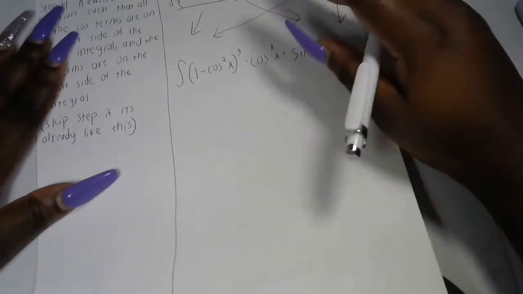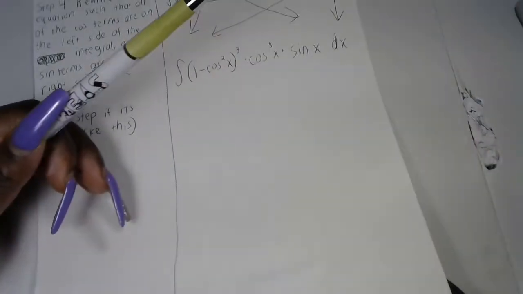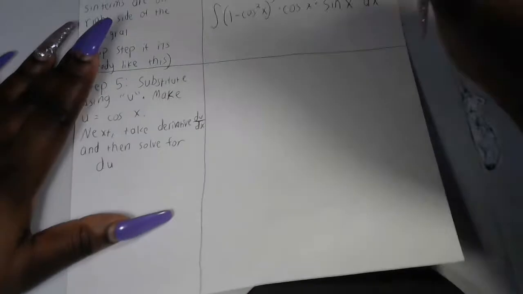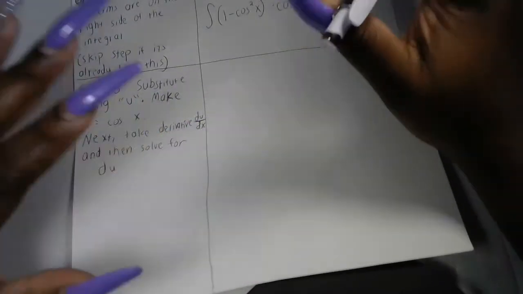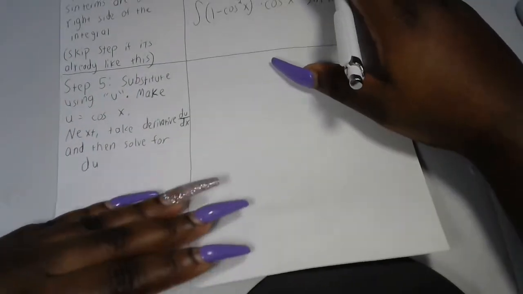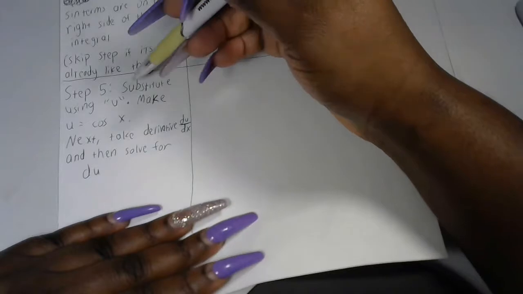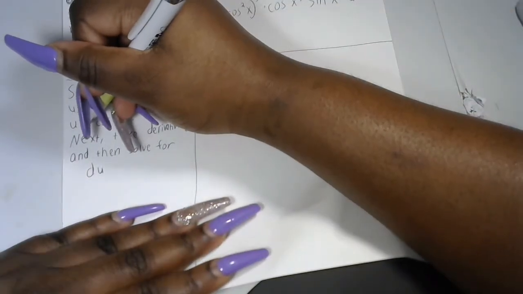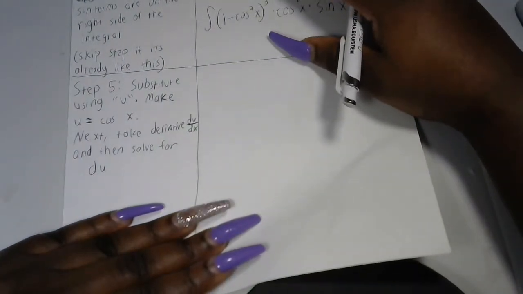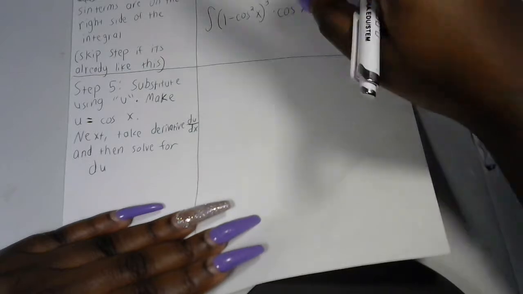Anyway, let's get to step 5. All right, for step 5, we're going to do a little u substitution. I think you guys remember that from Calc 1. But if you don't, I'll explain it to you as we go along. So for step 5, we're going to substitute using u. We're going to make u equal cosine x. And then next, we're going to take the derivative du over dx, and we're going to solve for du.